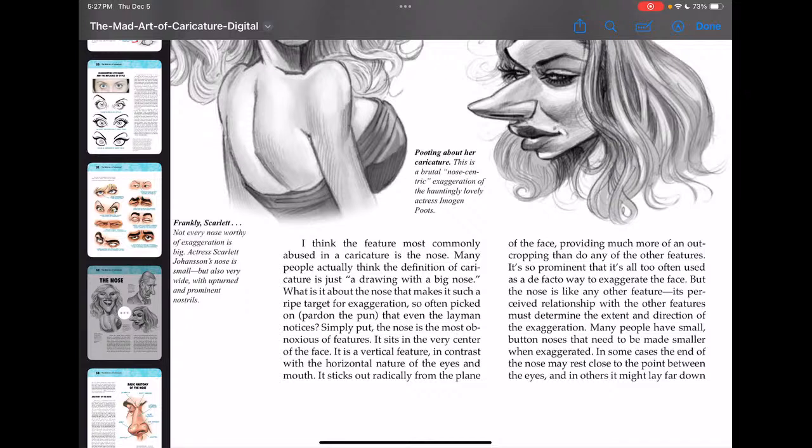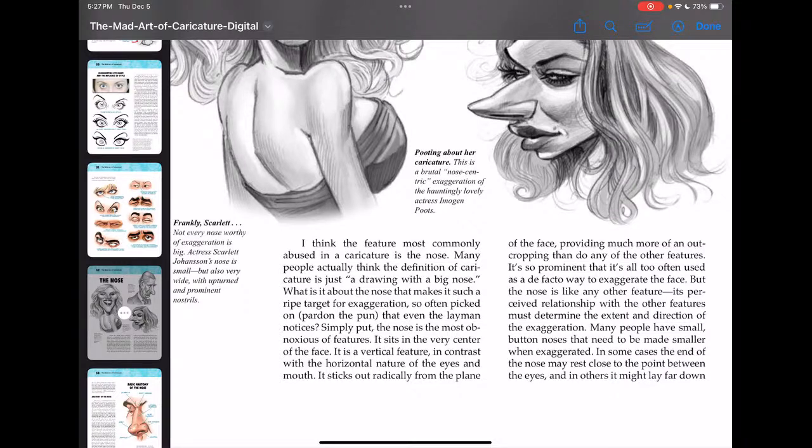It sits in the very center of the face. It is a vertical feature in contrast with the horizontal nature of the eyes and mouth. It sticks out radically from the plane of the face, providing much more of an outcropping than do any of the other features. It's a de facto way to exaggerate the face.